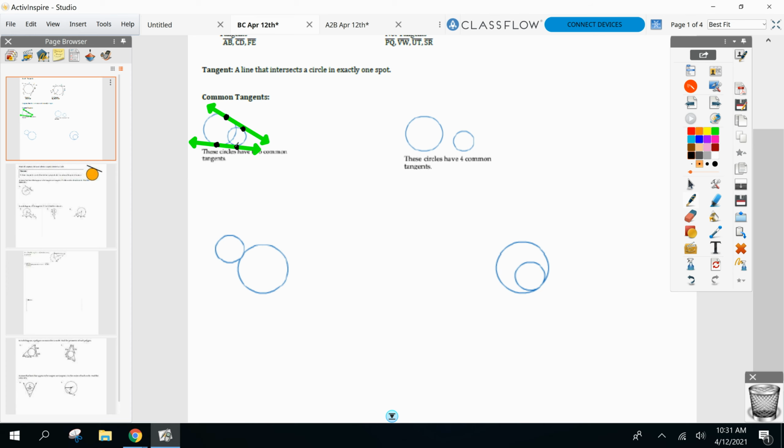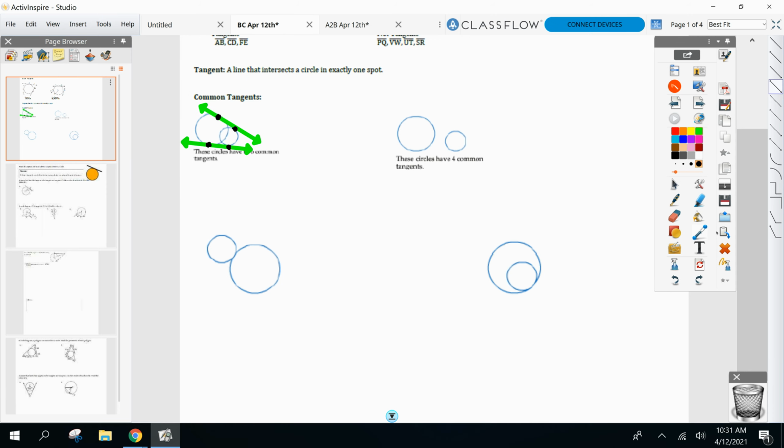I have two circles. Can you draw a line that's tangent to both at the same time? Second diagram, I'm claiming there's four. Where are they? Can you find all four? The first two are very similar to my last question, right? One on top, one on the bottom.